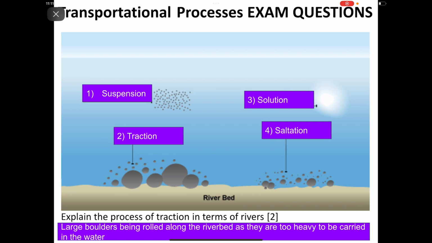So there would have been, I would say, maybe 3 or 4 marks. Then this one here, 2 marks. So explain the process of traction. I haven't underlined it, but I will tell you what you needed to have written to get the marks. I would have said something along the lines of large boulders being rolled along the riverbed as they are too heavy to be carried in the water. So definitely too heavy to be carried is 1 mark, or something along those lines.